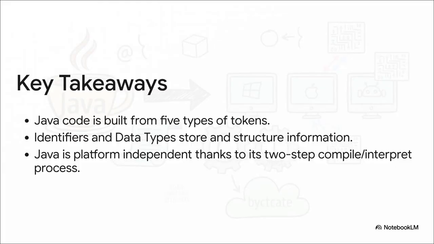So let's wrap it all up. We saw how all Java code is made from just 5 simple types of tokens. We use those to create identifiers and data types to hold our information. And most importantly, we uncovered the secret to Java's platform independence, that amazing 2-step process of compiling to universal bytecode, which is then interpreted by a platform-specific JVM.